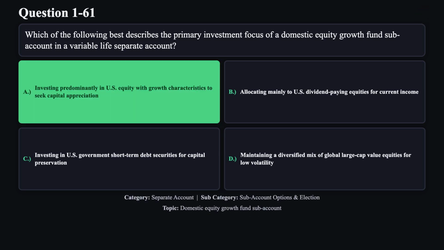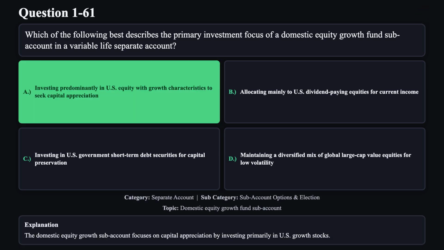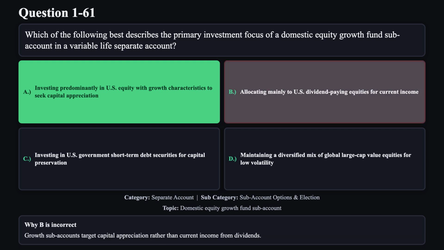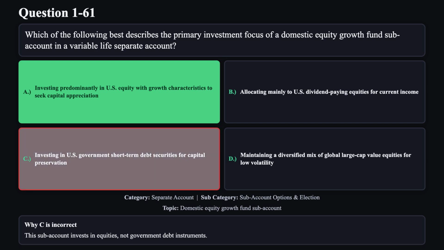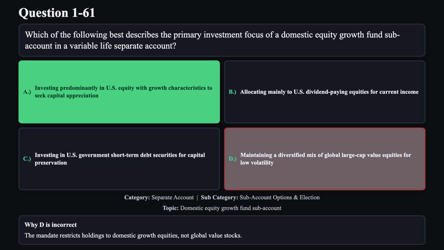The correct answer is A. The domestic equity growth subaccount focuses on capital appreciation by investing primarily in U.S. growth stocks. Reason B is not correct. Growth subaccounts target capital appreciation rather than current income from dividends. Reason C is not correct. This subaccount invests in equities, not government debt instruments. Reason D is not correct. The mandate restricts holdings to domestic growth equities, not global value stocks.